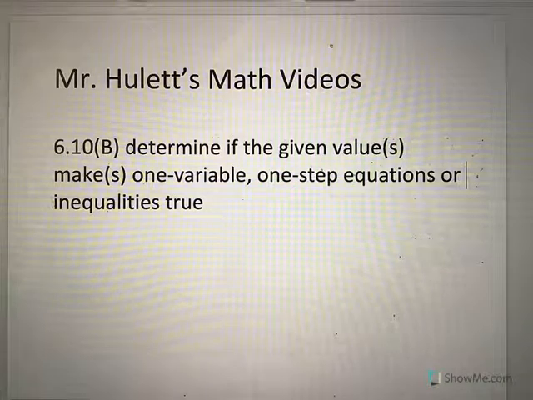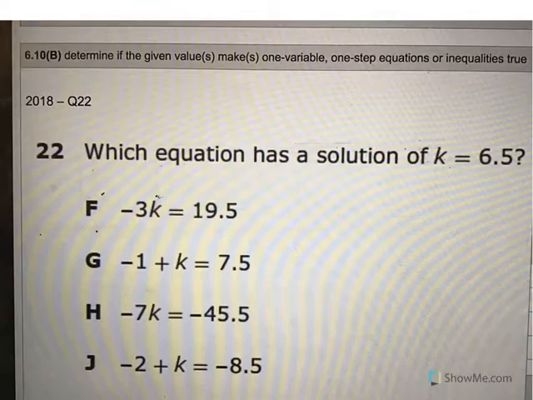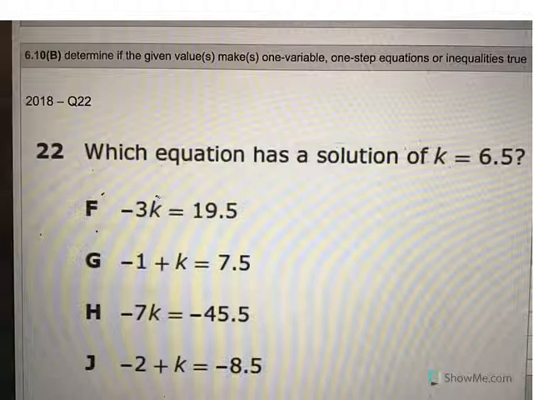All right. In this video, we're going to determine if the given values make one-variable, one-step equations or inequalities true. So, looking at this, which equation has a solution of k equals 6.5? On this, unfortunately, it requires a little bit of work. We're going to have to solve each of these to figure out which one would give us a positive 6.5.